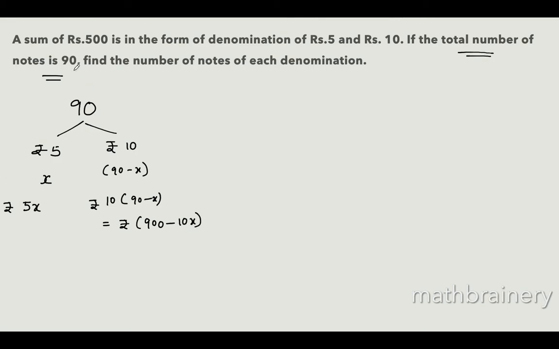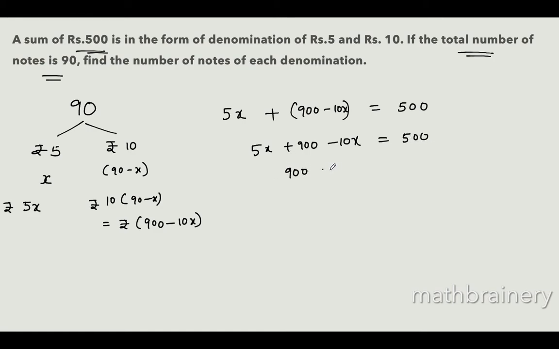Now what is given? The total sum is 500 rupees. So your 5x plus your 900 minus 10x rupees together must be equal to 500 rupees. Now let's simplify this. You have 5x plus 900 minus 10x is equal to 500. So this must be 900 minus 5x is equal to 500.